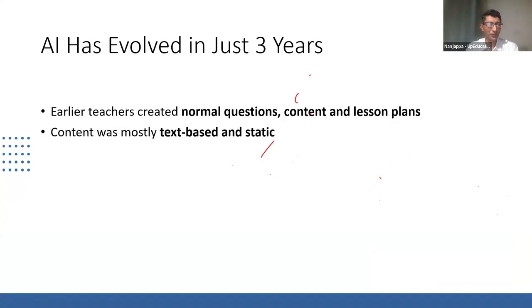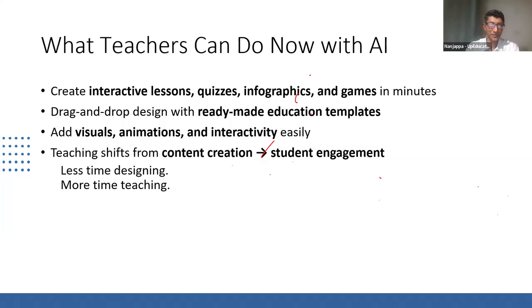Now, before that, AI has evolved in the last 3 years, just the last 3 years, right? So pre-pandemic, we didn't talk about ChatGPT, Gemini, those things. But in the last 3 years, once ChatGPT came in, there has been a flood of AI tools, right? Now, earlier teachers created normal questions, content, and lesson plans. Content was mostly text-based and static.